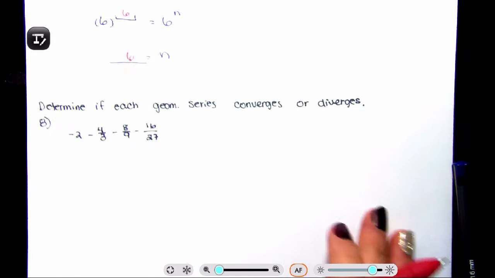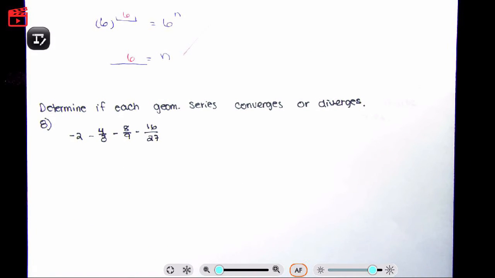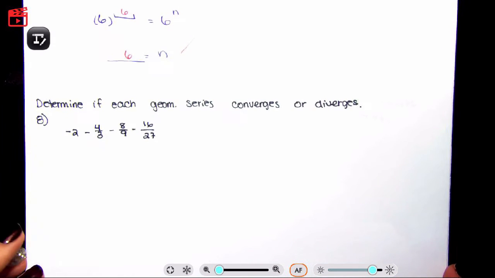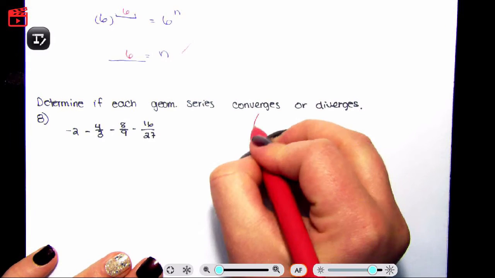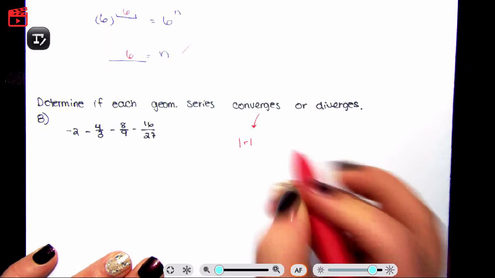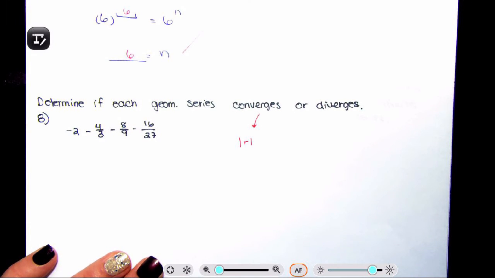Moving on to number 8, it says determine if each geometric series converges or diverges. This was part of your quiz if you are in my class. So if it converges, you're looking at the absolute value of r. A lot of the hiccups that happened on the quiz were you were not looking at the absolute value. You were just taking the value, whatever you get for r, and then making that determination if it converges or diverges. Don't do that. You have to take the absolute value.